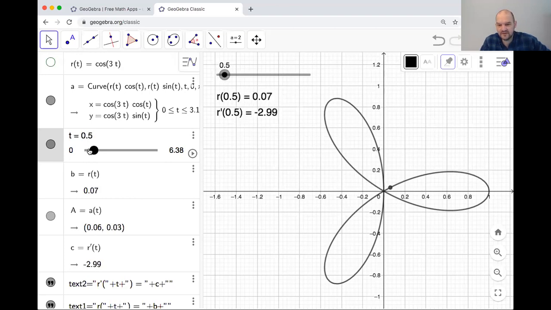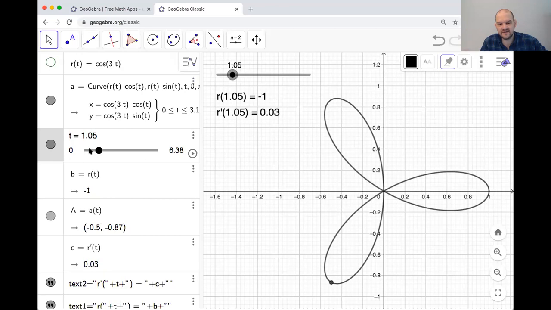Now at this point, we have switched, right? Now r is negative, dr d theta is negative. We're getting farther from the origin, farther from the pole. Now something's going to happen here. r is negative, dr d theta is negative.